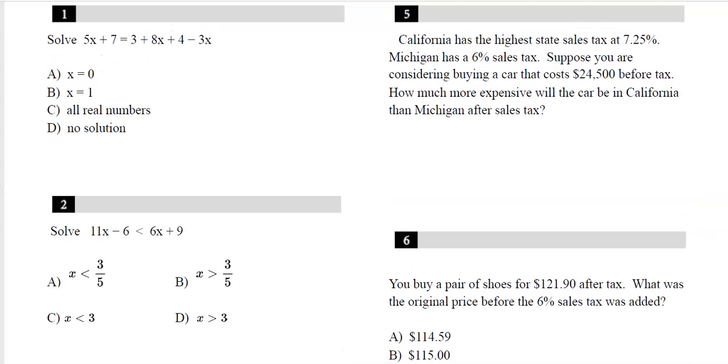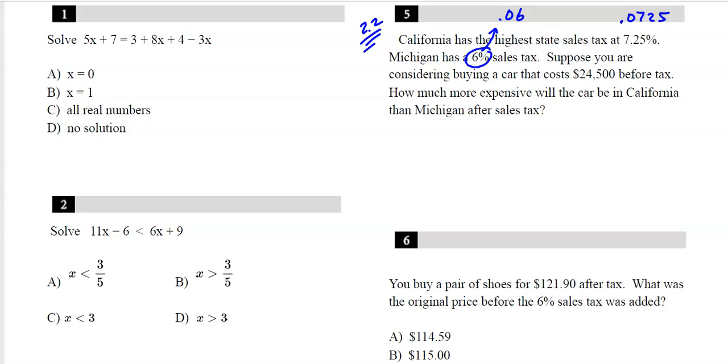Top of the next one, we have number 5. So now we're getting into the percents. So these questions here come from section 2.2. So if you're looking in your notes, all these percentage ones come out of 2.2. So California has the highest state sales tax at 7.25%. Remember, as a decimal, when you move it 2 to the left, you're going to get that as the decimal. Michigan has a 6% sales tax. So remember, that's 0.06. Suppose you're considering buying a car that costs $24,500 before tax.